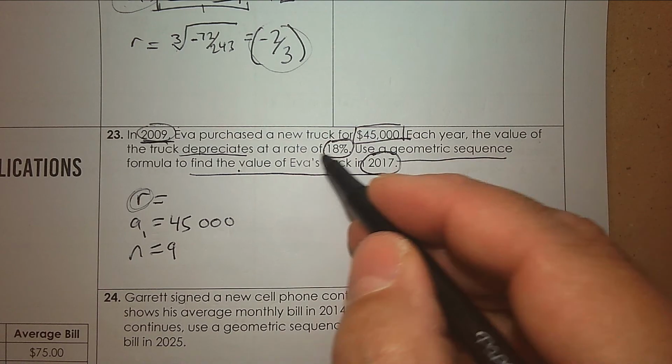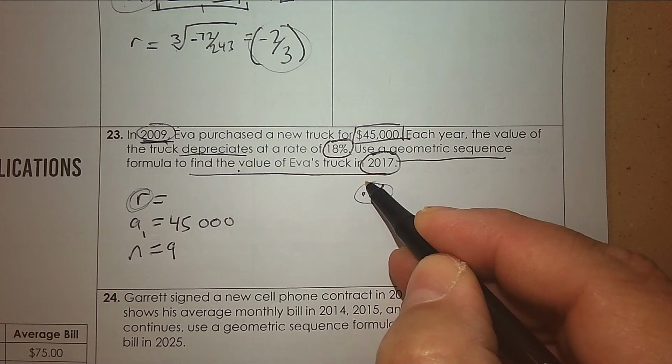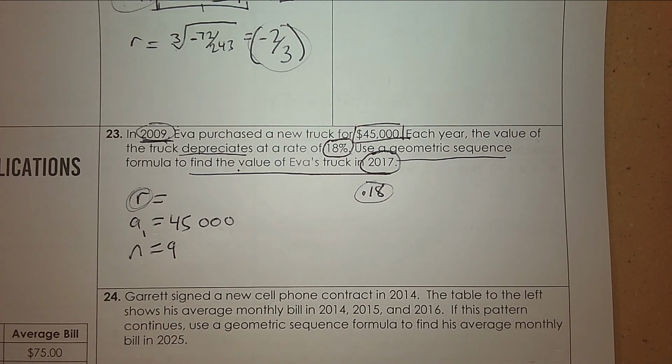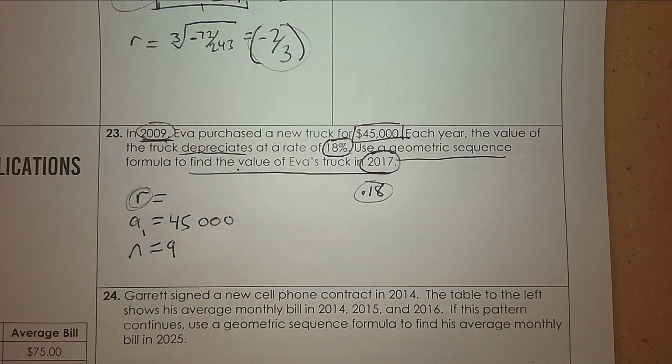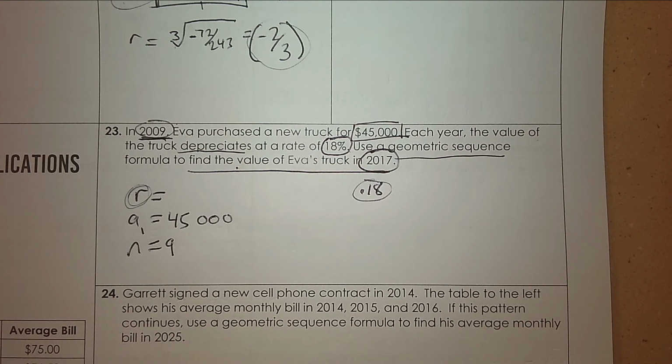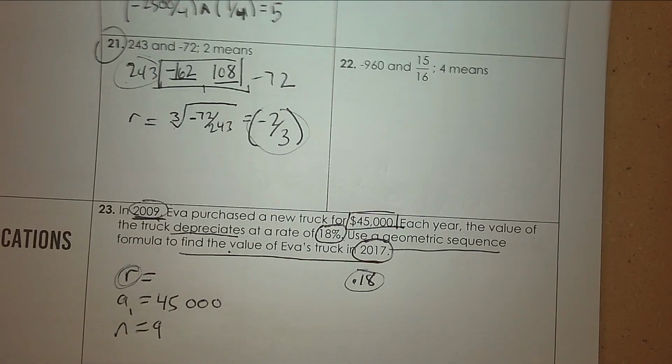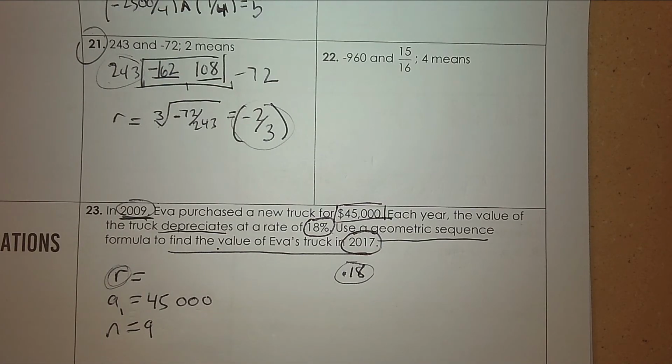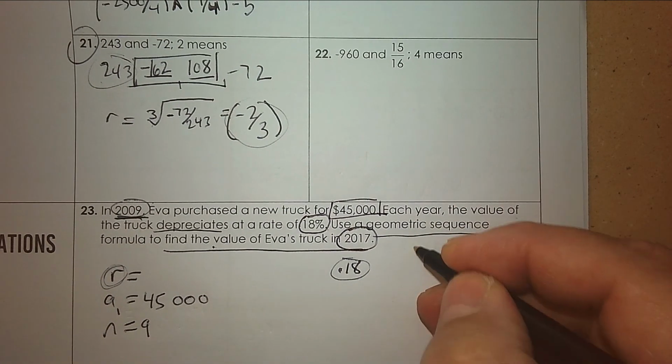It depreciates by how much? That's how much it's losing every year, right? But I don't want to know the amount that's losing. I want to know the amount that's kept. So if something's going down by 18% every year, I don't want to know the 18%. That's how much you're losing. I want to know how much is left. Get what I'm saying?